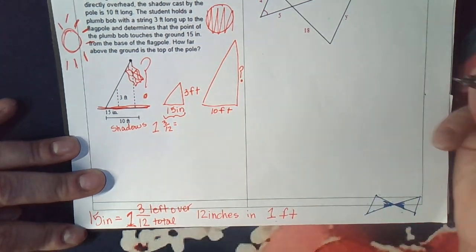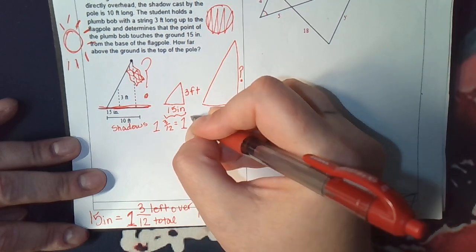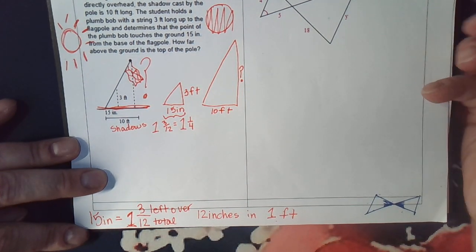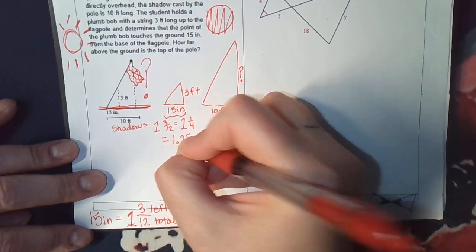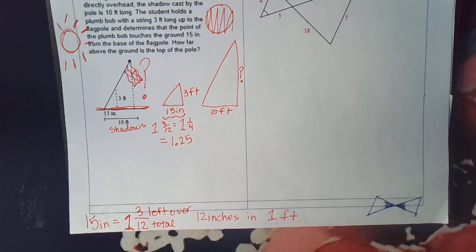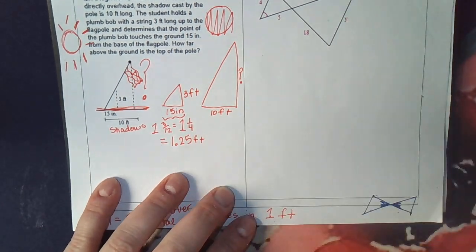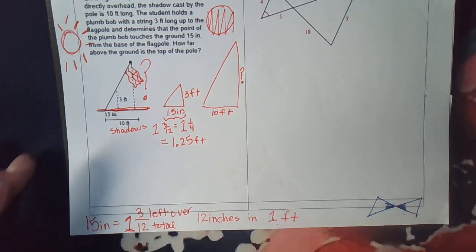How else can we reduce that? We can turn that into 1 and 1/4. And what is that as a decimal? 1.25. Oh, goodness. Now that we have that 1.25 feet, we can do our thing.